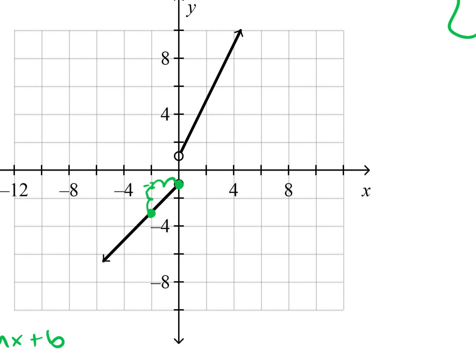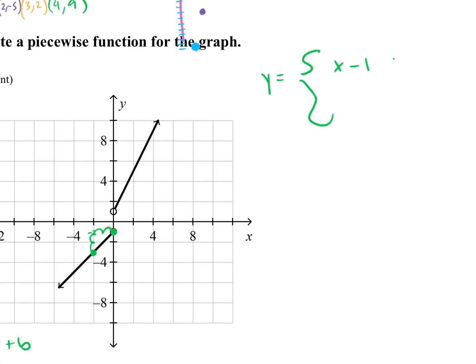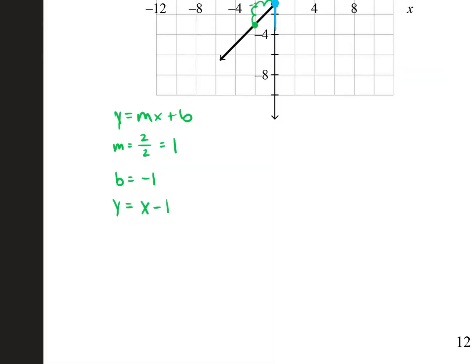Now I need to write my restriction. So where does my graph start here? At what x value? 0. Are we talking about x values that are less than 0 or greater than 0? Less than. So x is less than. Is it just less than or equal to? Less than or equal to, because it's a solid dot there. So x is less than or equal to 0. So that's just our first piece. We're going to do the same thing for the second piece.